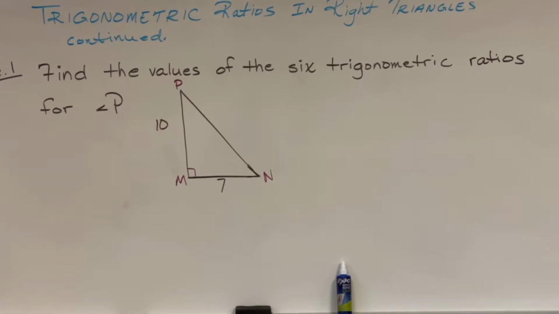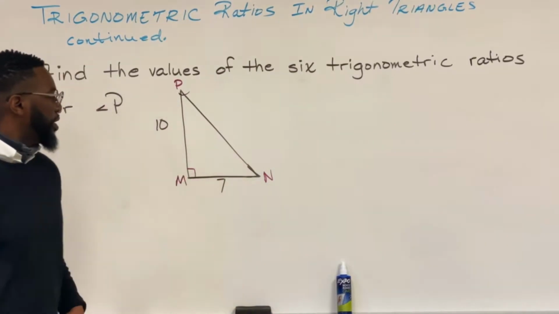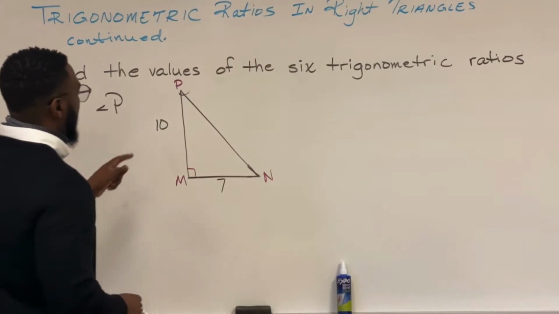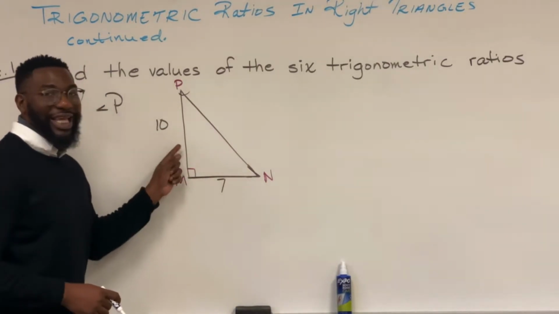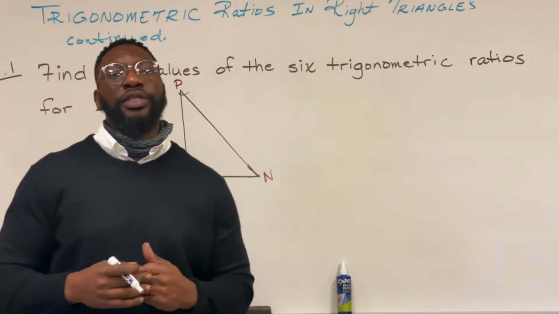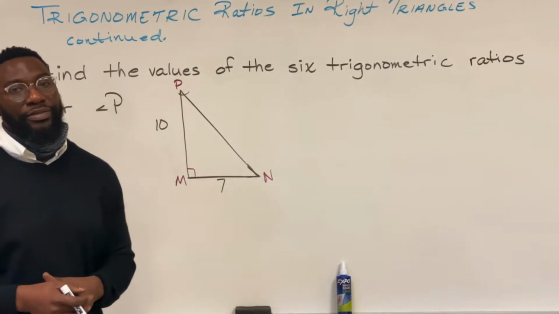Example 1. Find the values of the 6 trigonometric ratios for angle P. Okay, so first of all, we identify the angle, which is angle P right here. As you notice, we have a right triangle. We have the legs, but we have a side missing. Therefore, our first step will be using the Pythagorean theorem to find the missing side.